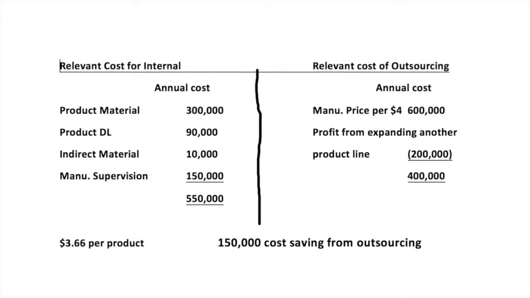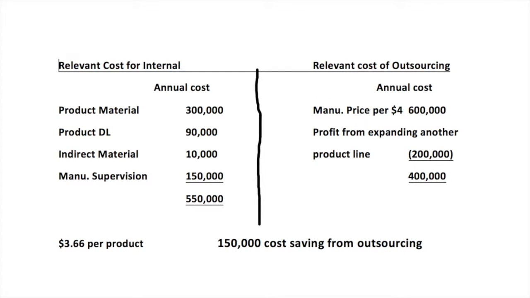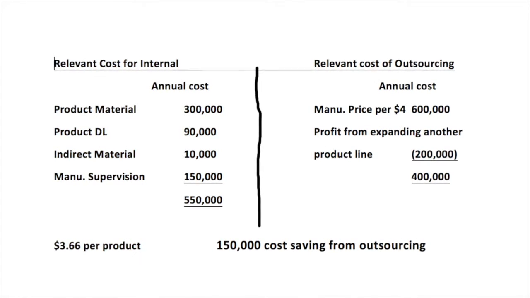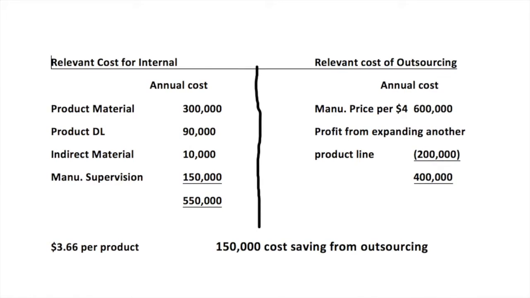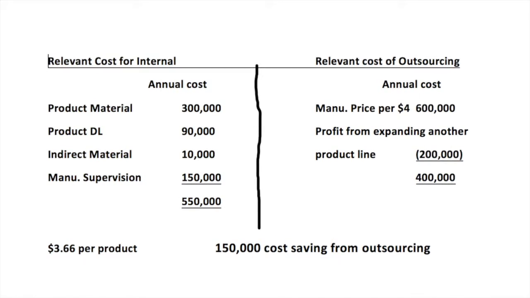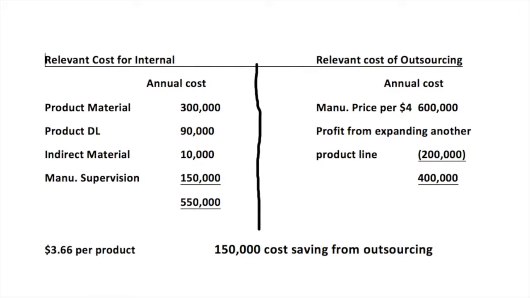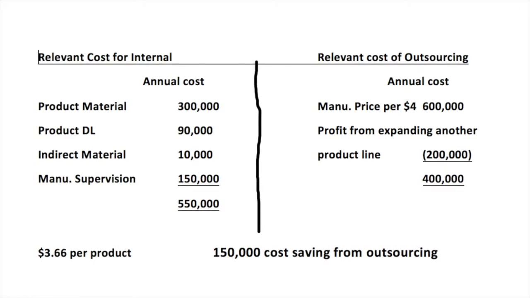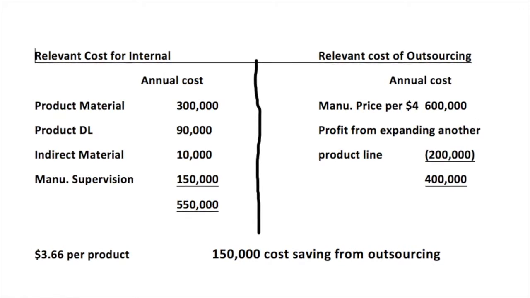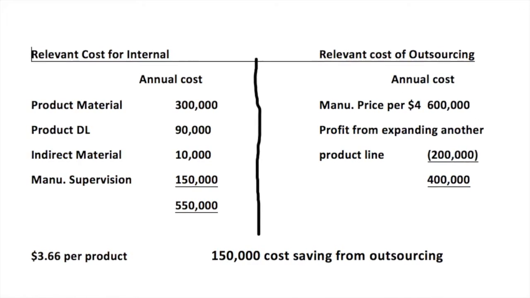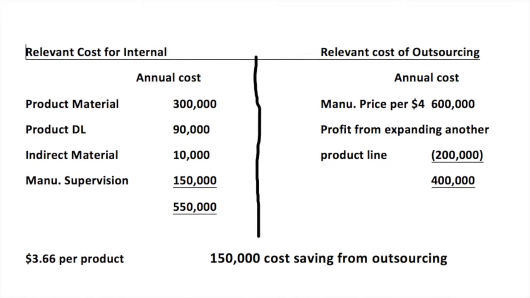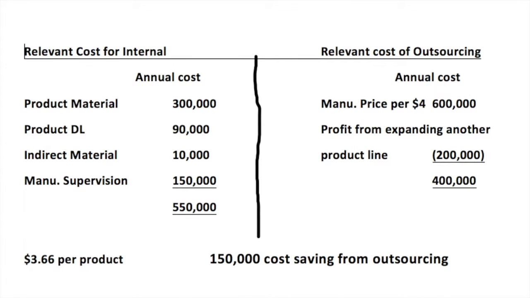Our relevant costs for internal, these are annual costs. Our product material is $300,000, our product direct labor is $90,000, indirect material is $10,000, and manufacturing supervision is $150,000. This total is $550,000 for insourcing our production of shirts. Although if we go ahead and outsource, our annual costs are $4 per shirt for a total of 600,000 shirts if we do proceed with outsourcing. But the profit of expanding another product line is $200,000, which equals $400,000 compared to $550,000. We save $150,000 if we choose to outsource.